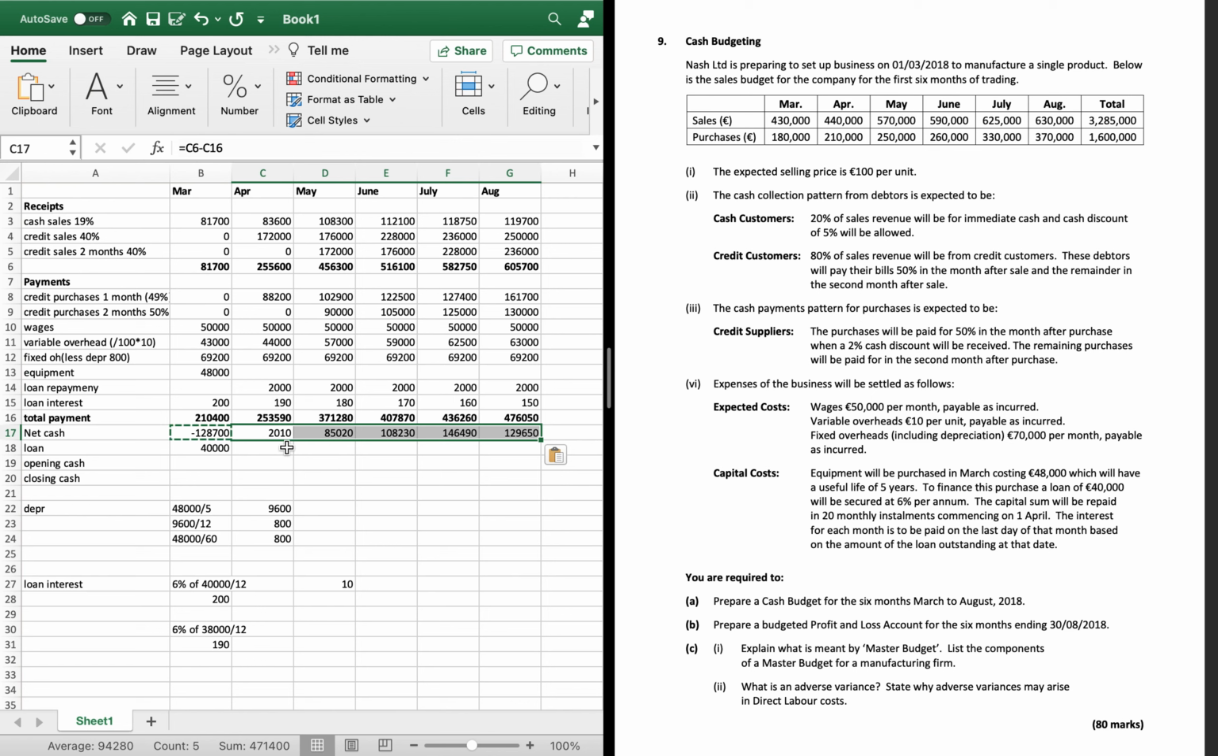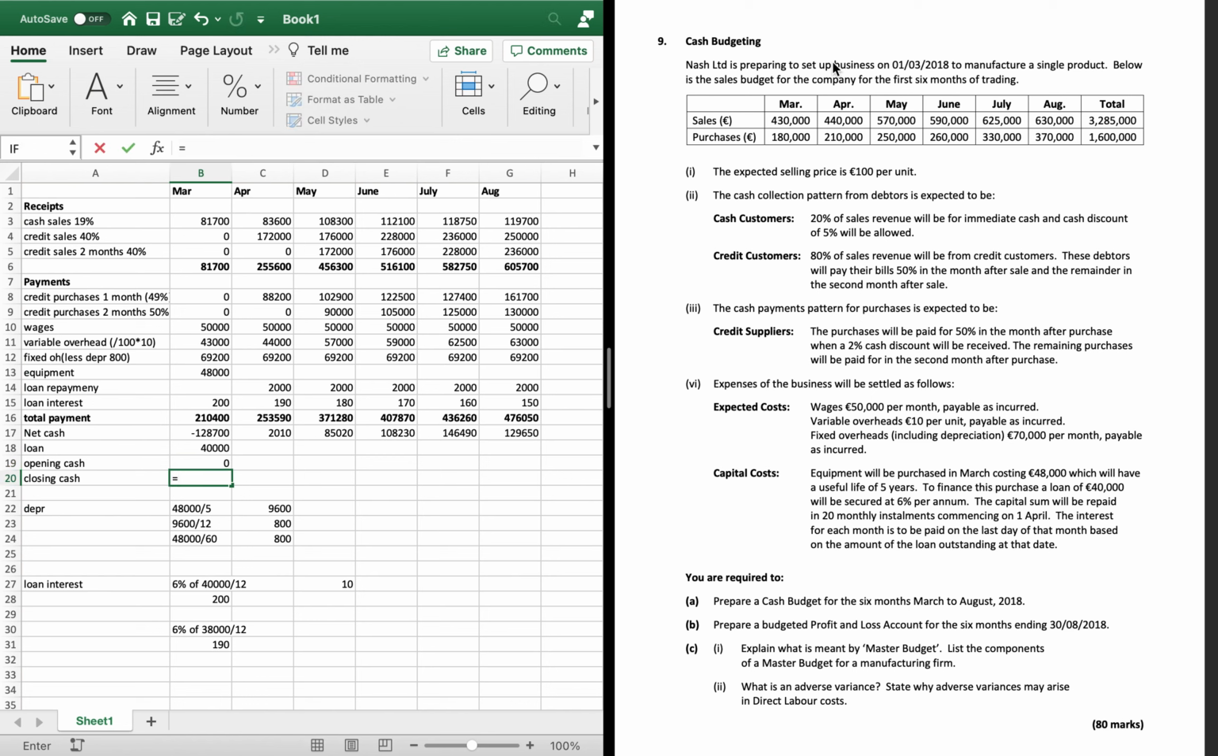So then we get 2010, 85,020, 108,230, 146,490 and 126,950. Okay, for our loan then, we're going to put in the bank loan of 40,000. There's no opening cash. Now, there's nothing to say there can't be an opening cash other than it's a brand new business. It says Nash is preparing to set up a new business, so he's got no cash to start off with. So it has to be 0.